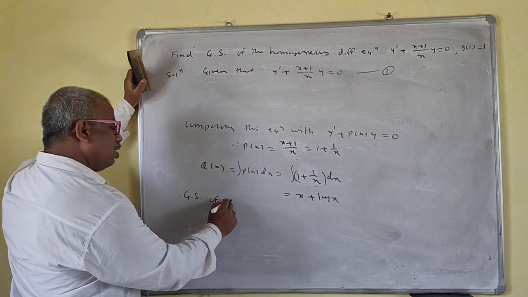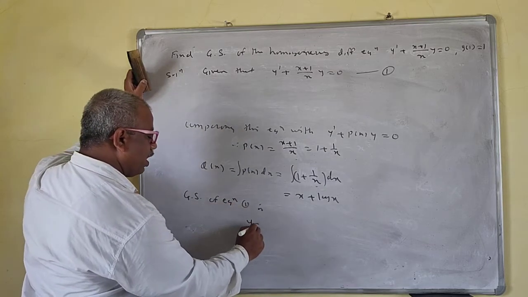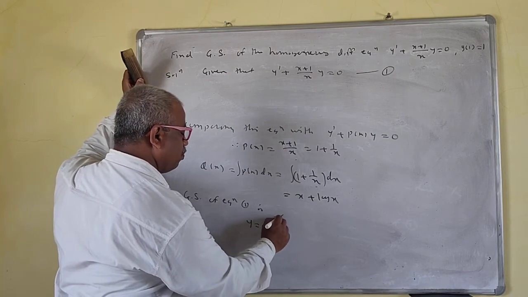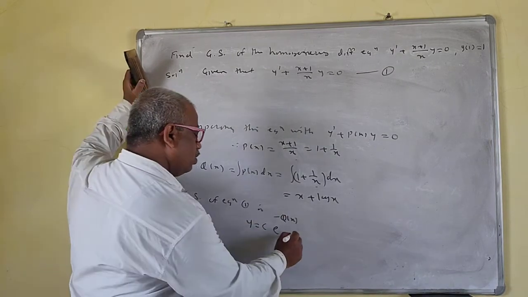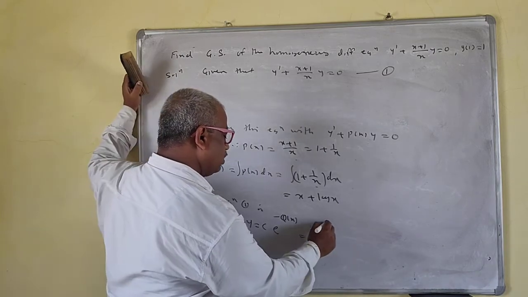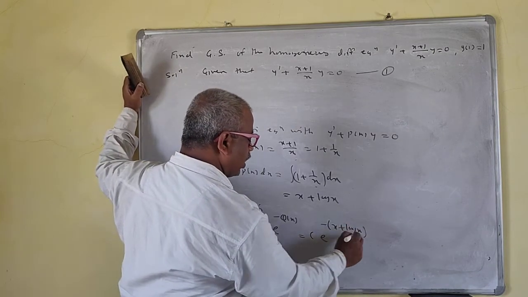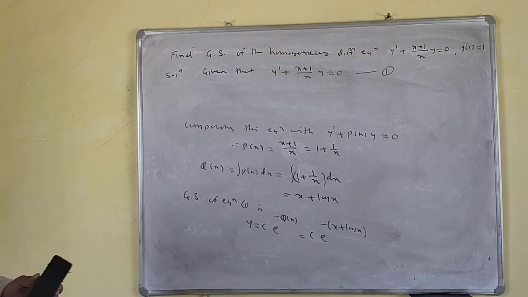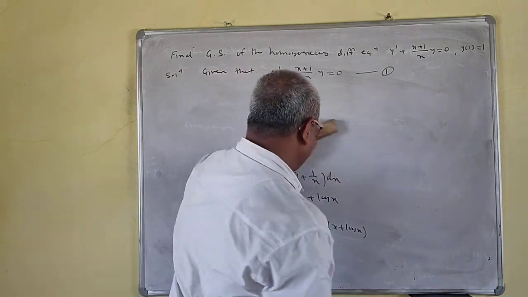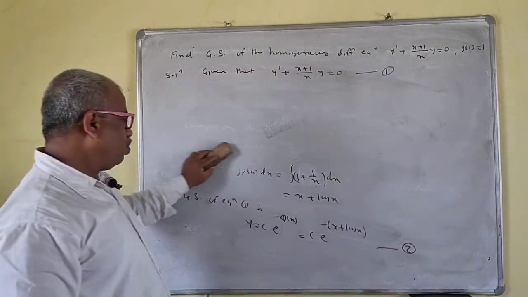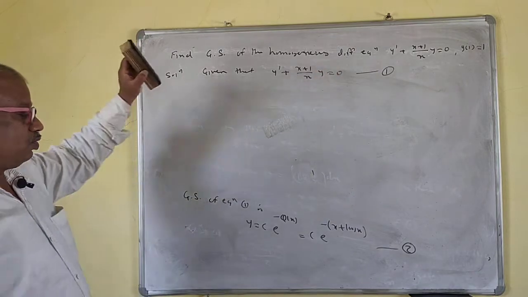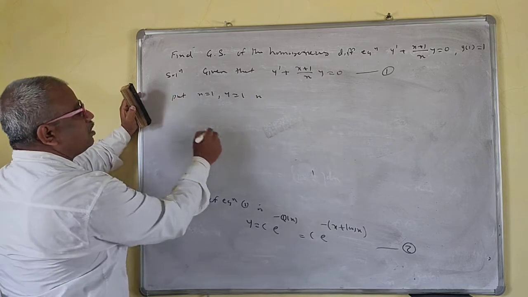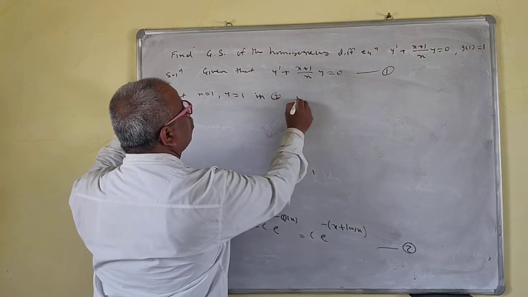So the general solution of equation 1 is y is equal to c e raised to minus phi of x. Just we'll write the formula. So y is equal to c e raised to minus (x plus log x). We'll keep this as it is. We have to find a particular solution. You got the general solution, and you want a particular solution. Put x is equal to 1, y is equal to 1.